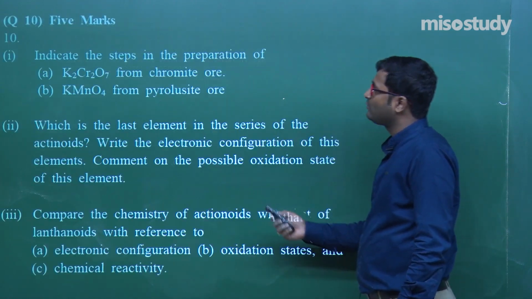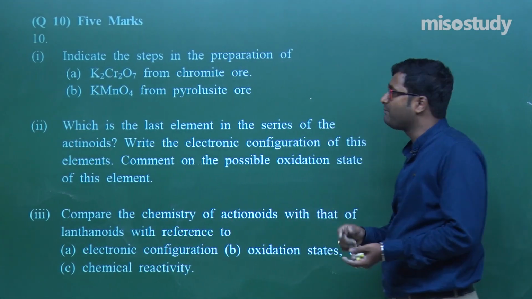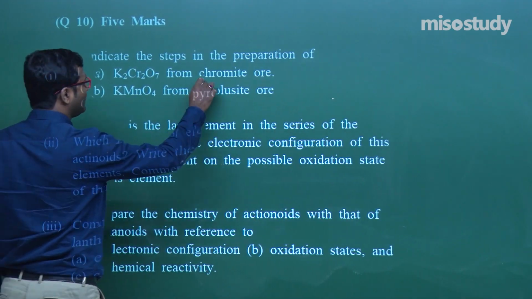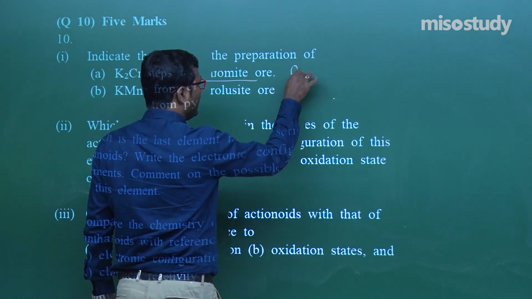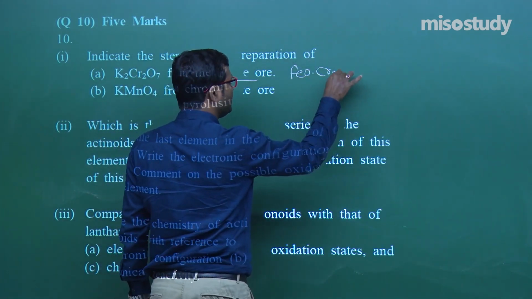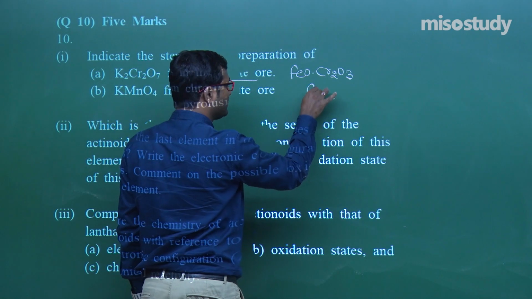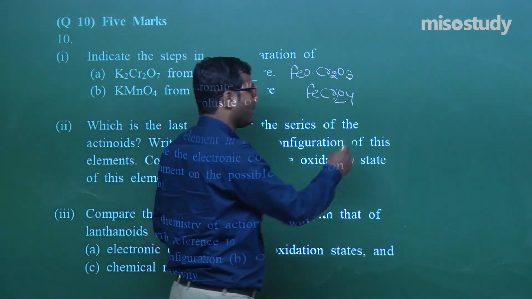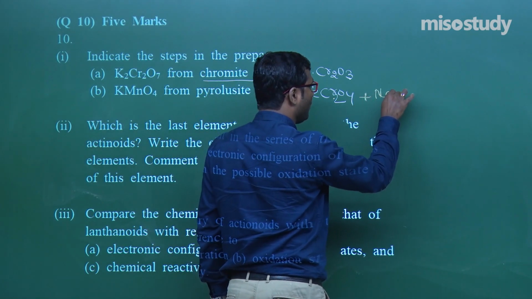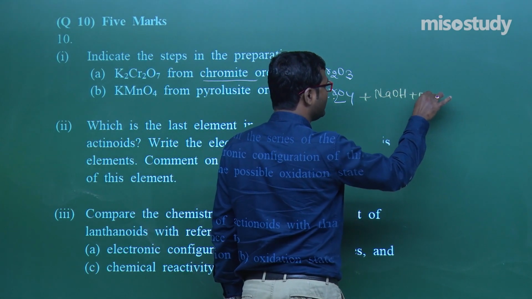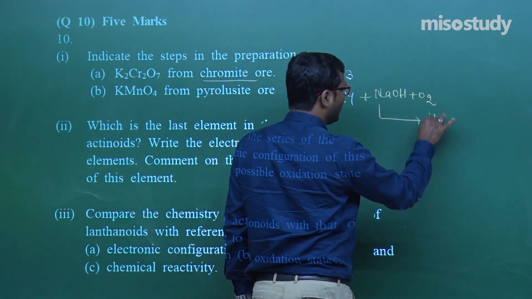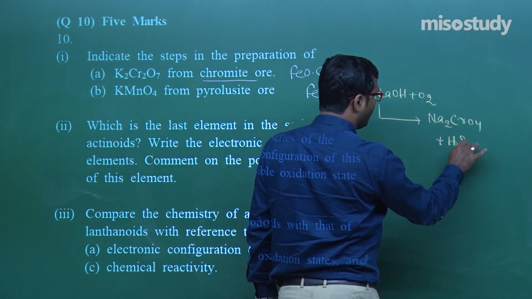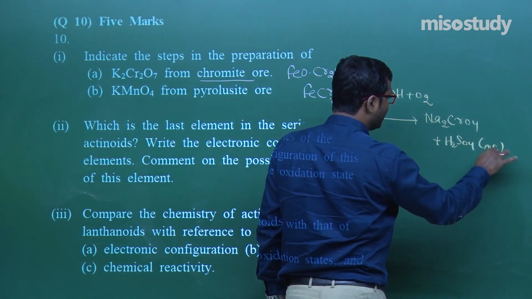What is the next question? It's very simple. Indicate the steps in the preparation of K2Cr2O7. Chromite ore, I have discussed this thing. Chromite ore is FeO·Cr2O3, or it can be written like this, FeCr2O4. First of all, when treated with NaOH in the presence of oxygen, what will happen? It forms Na2CrO4.